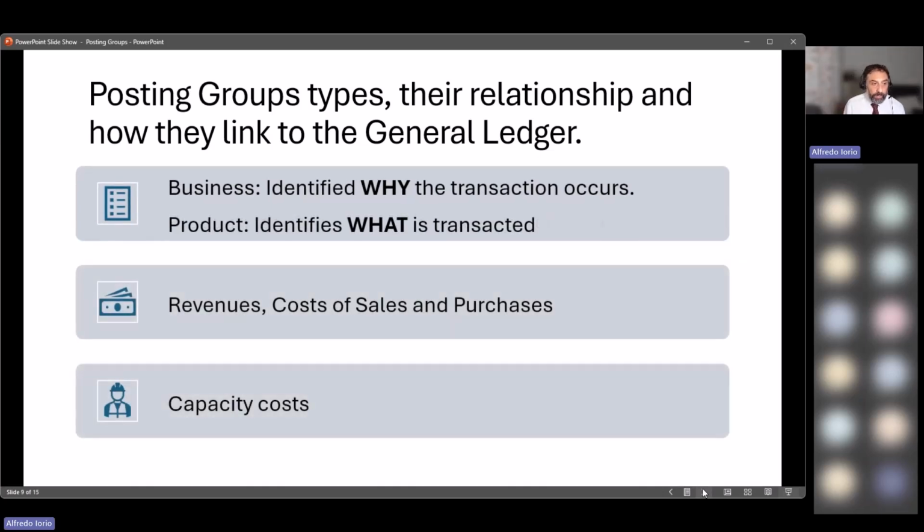So you can see here, how and where do we use it? Well, we use it for revenues, cost of sales, purchases, and capacity costs related to manufacturing. But I don't want to introduce manufacturing here, because manufacturing accounting, cost accounting and inventory costing require a separate section because it's rather complex. But probably it's going to be the next one that I'm going to run. So keep an eye on future announcements, because inventory costing is going to be the next one.